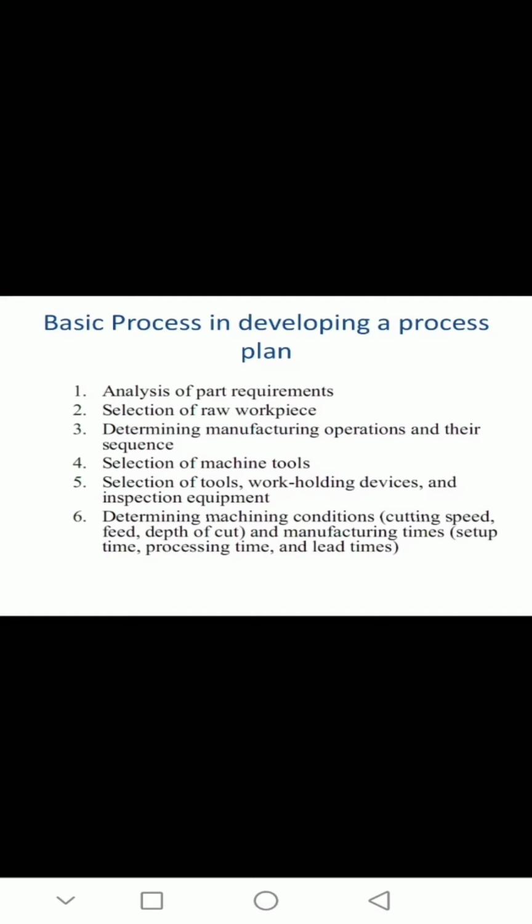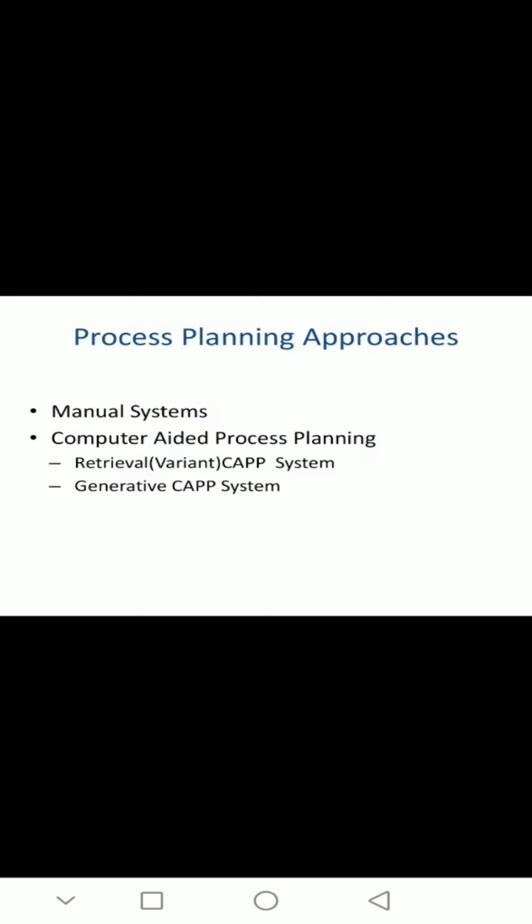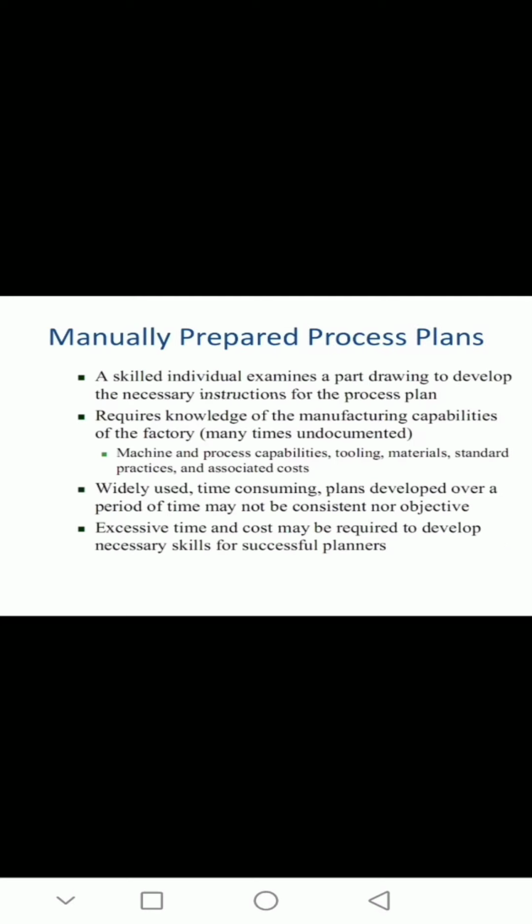So these are the steps we require to do a process plan. Then we have two approaches to process planning, that is, manual systems and computer aided process planning. Before this computer aided system, we had manual systems. In the manual system, a skilled individual examines a part drawing to develop the necessary instructions for the process plan.